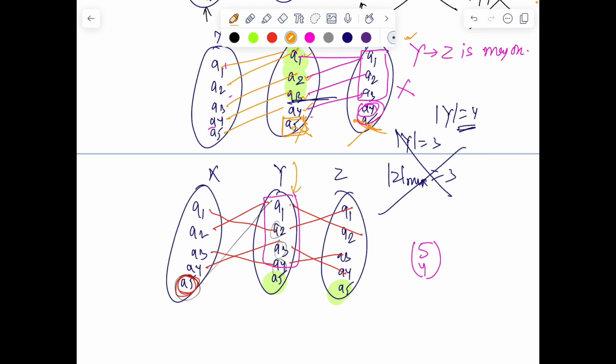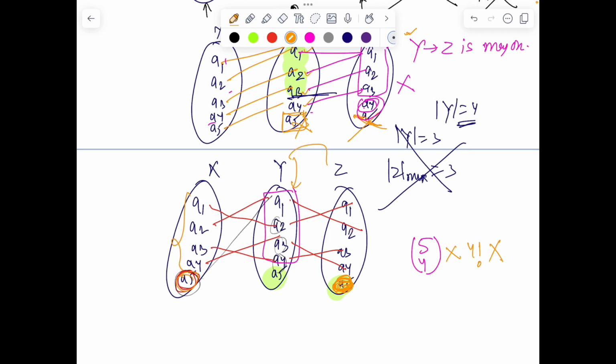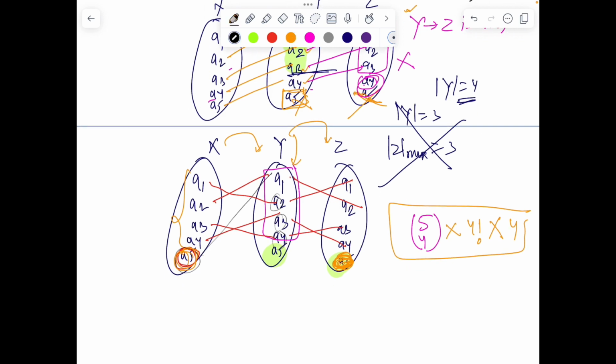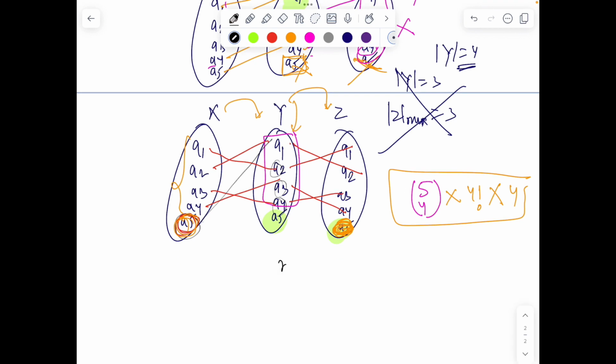So now the situation is quite clear. We have 5C4 ways to select the elements from Y, and the number of functions from Y to Z, because A5 will already be rejected in set Z as well, will be 4 factorial. And for A5, from A1 to A4 we don't have any choice. Once a function is established from Y to Z, the same bijection will be there for X to Y. So for A5, again it will have 4 options. So this is the answer to the second part of the problem. I hope you have enjoyed the problem.